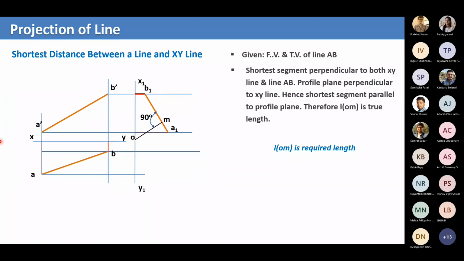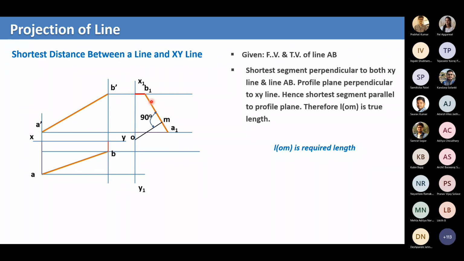When you are watching from one view, one side, one angle, you have to watch everything in that perspective only. That's why, when you are projecting this whole XY line as a point O, you have to project A dash B dash also. When you project A dash B dash accordingly, you get this line A1 B1.